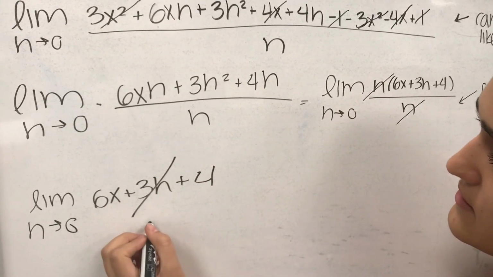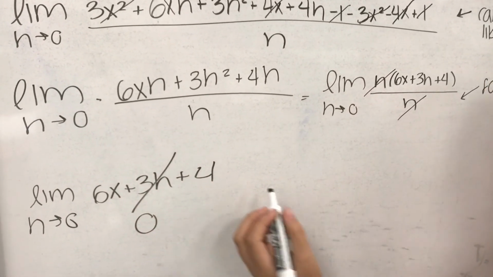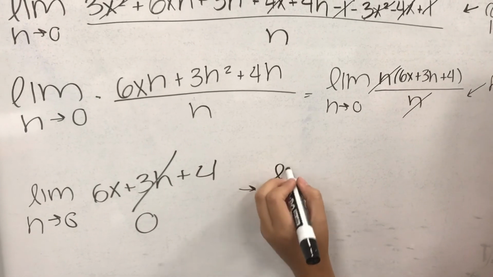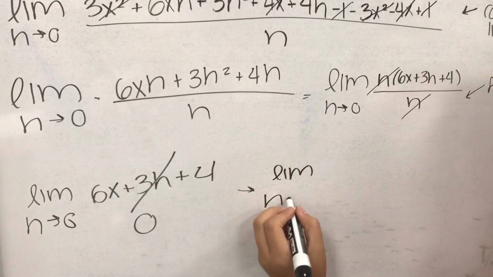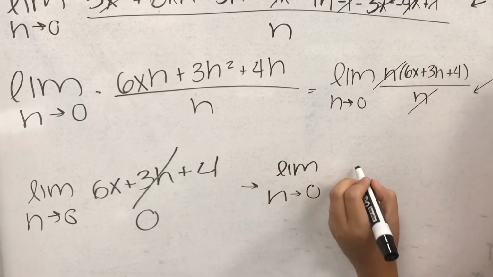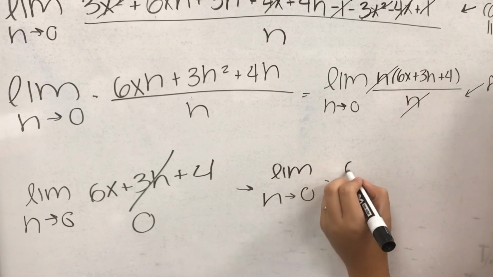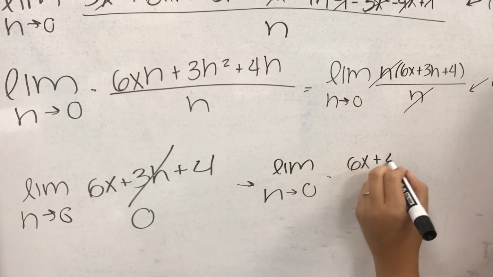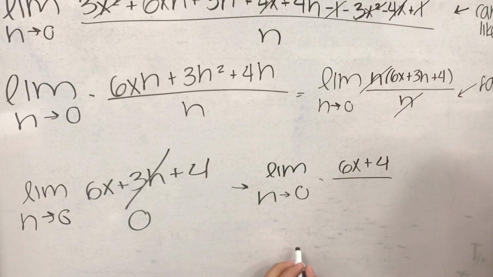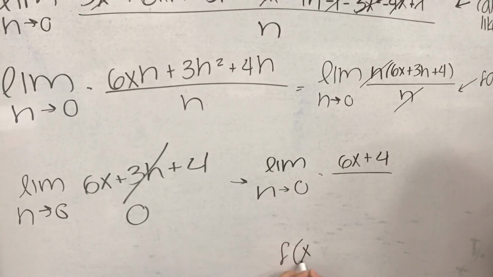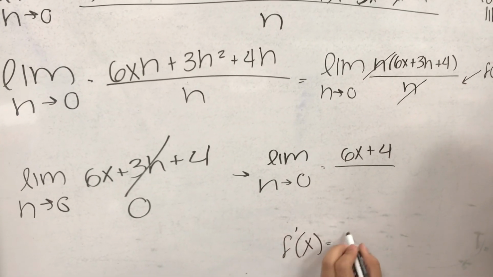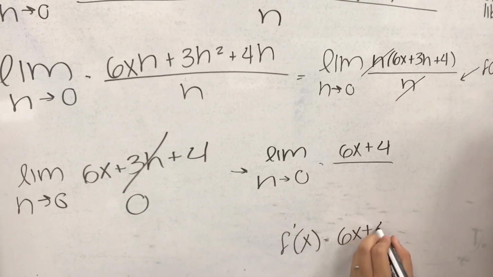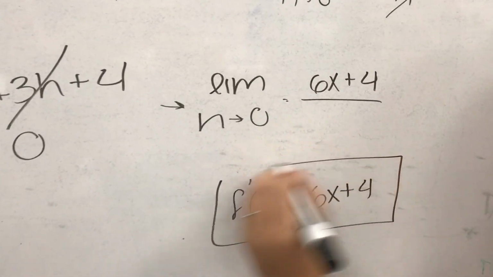Now you see that h is approaching 0, so that cancels. Now you're left with 6x plus 4. And that's your final answer. Now you have to rewrite it as the derivative of the function of x equals 6x plus 4. You squared your answer and that's your final answer.